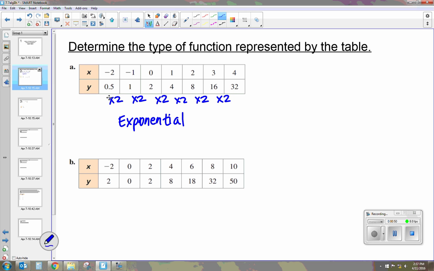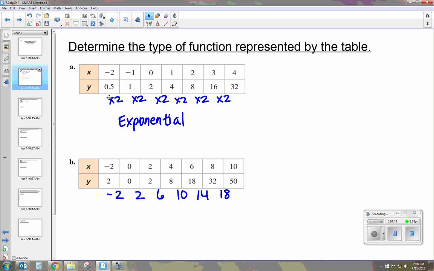If we look at this next one, there's nothing that we can multiply that comes out to be the same number, so we can take differences. 0 minus 2 is a negative 2, 2 minus 0 is 2, 8 minus 2 is 6, 18 minus 8 is 10, 32 minus 18 is 14, and 50 minus 32 is 18.